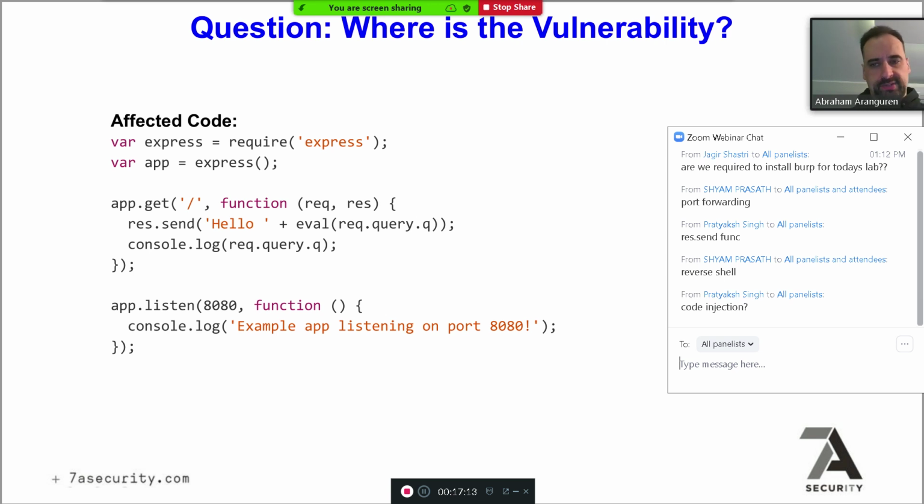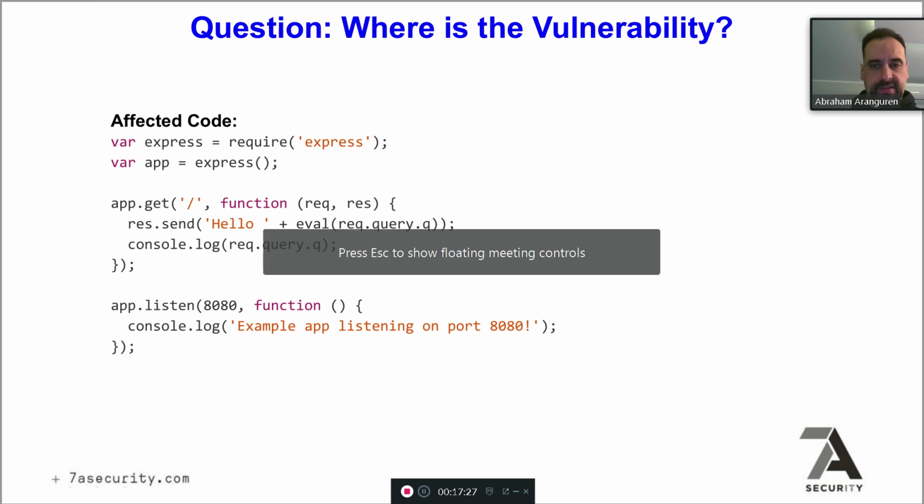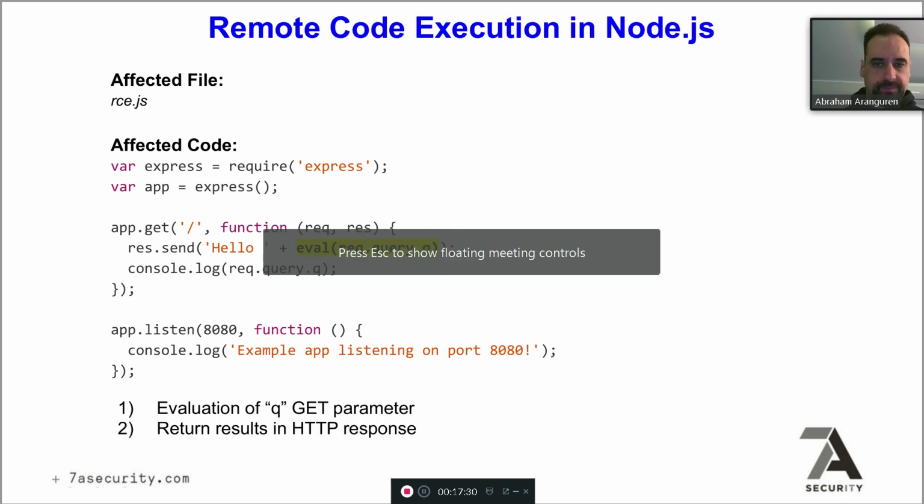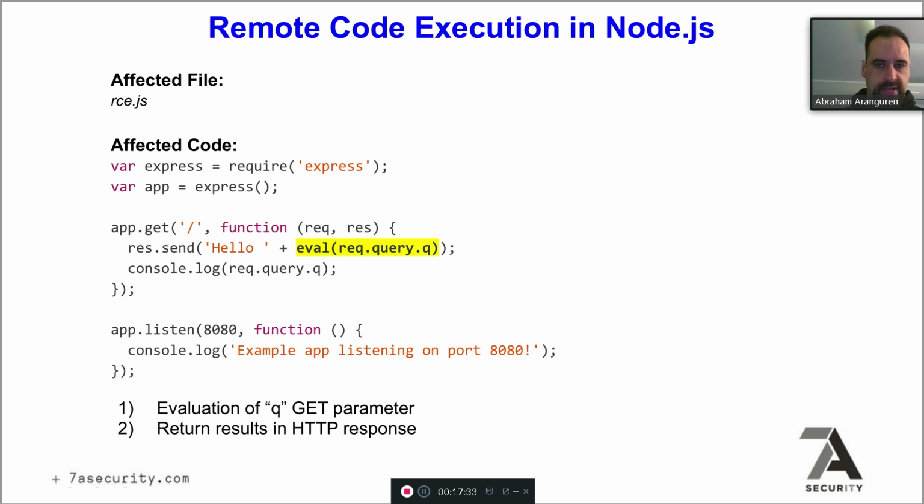Code injection, yes. So it's basically a code injection. We have an eval in the affected code. This is basically doing an eval of a request parameter, which results in code execution. So we have a very small Node.js application which is vulnerable to code injection. Very simple vulnerability. But then the question is, okay, if we have code execution in a Node.js application, what can we really do with it? So we have evaluation of the q GET parameter.